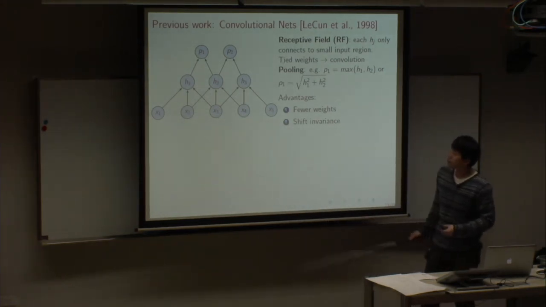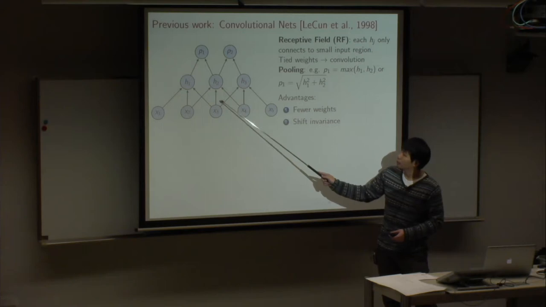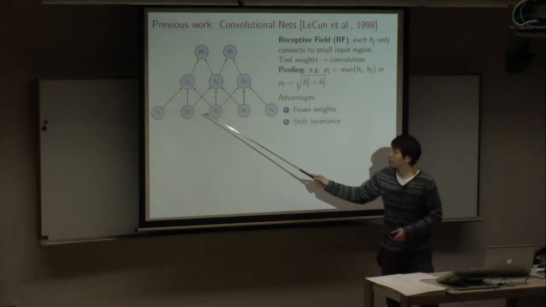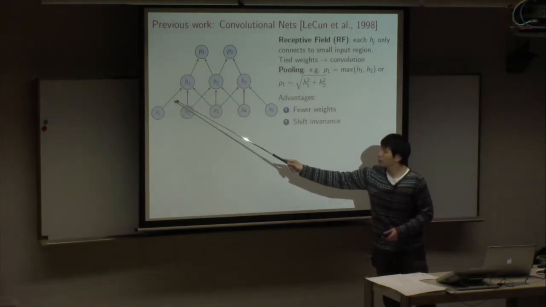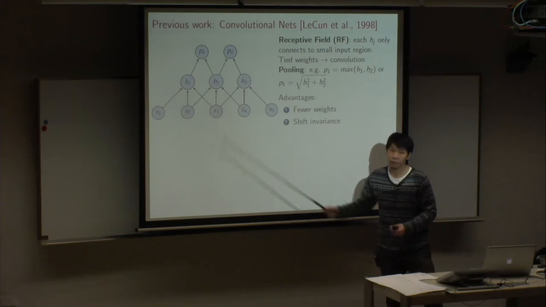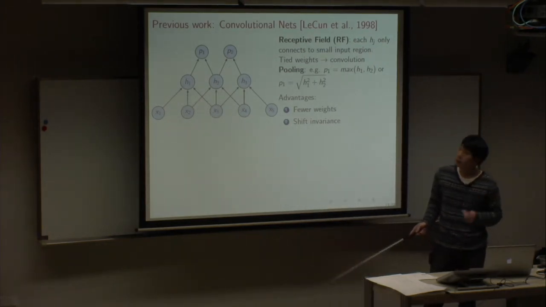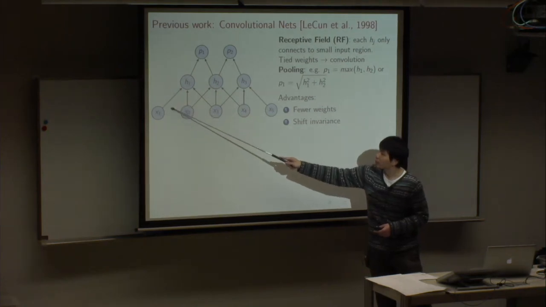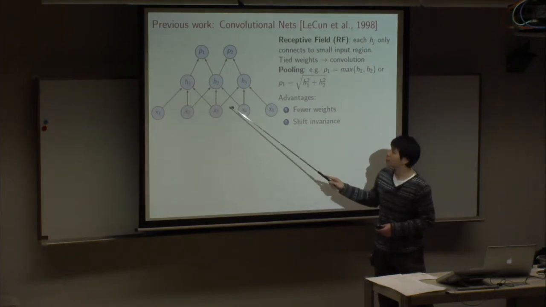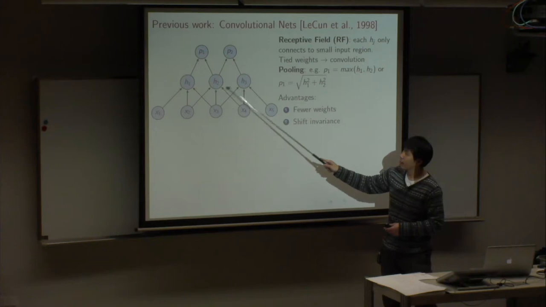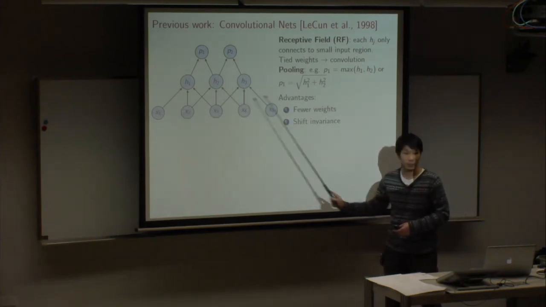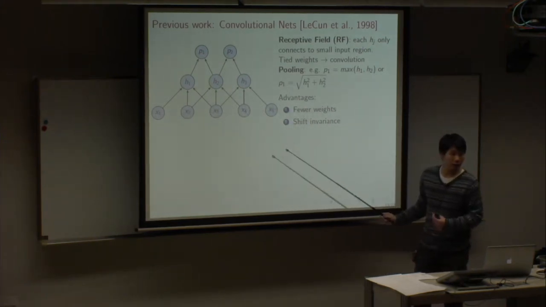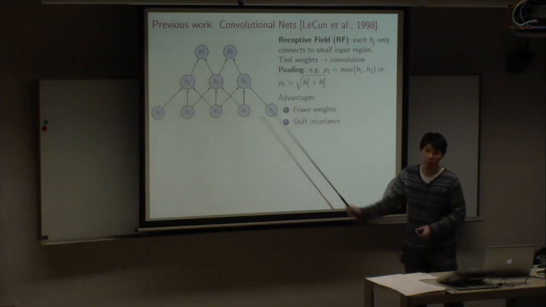But for our purposes, you can think of each of these local receptive fields as some sort of local filter. So maybe this one would detect an edge like this, and this one would detect the same edge like this, but at a different position in the image. So that's the idea of local receptive fields.